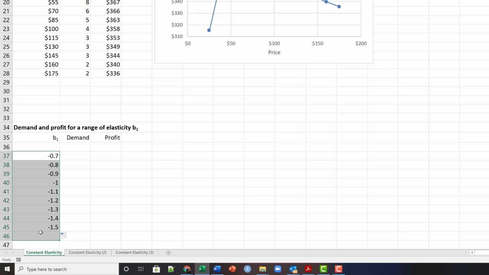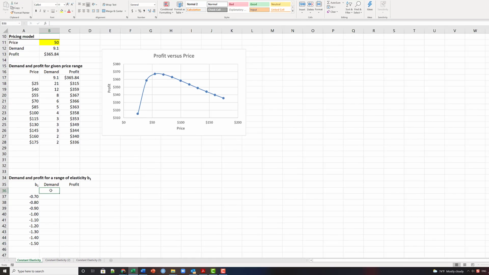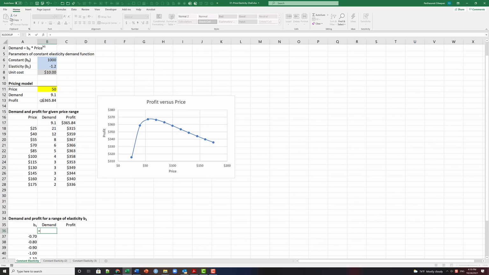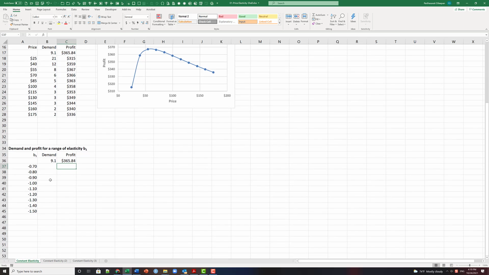okay, and then we want demand and profit. So that would be your demand, and that would be your profit. Okay. So now we have set up the template for the data table. Now these are the inputs for B sub 1, and then those are the outputs that we want.